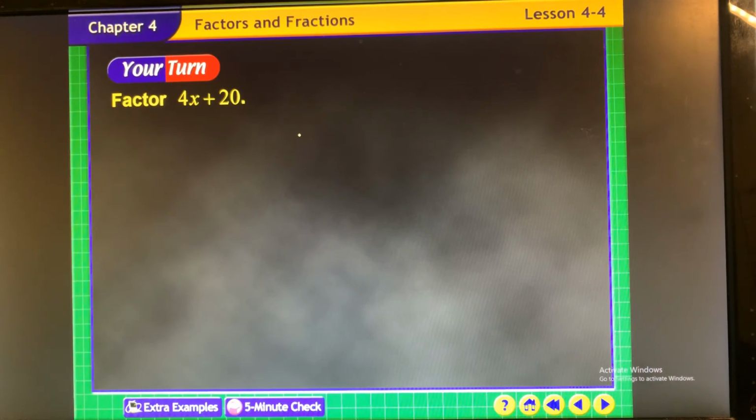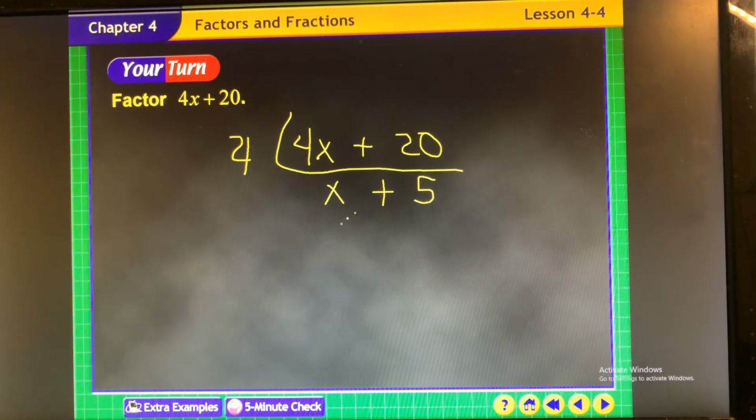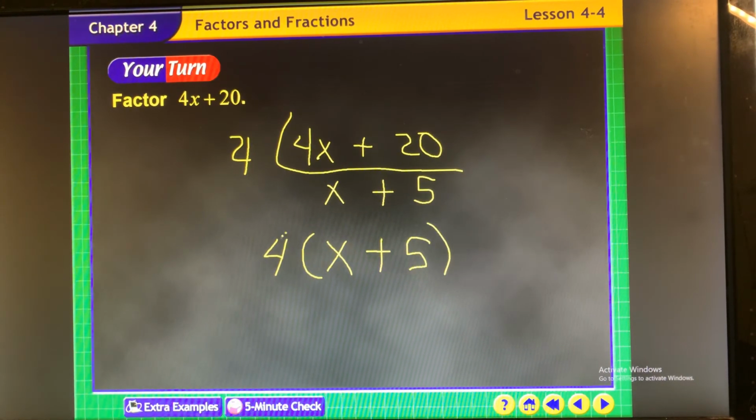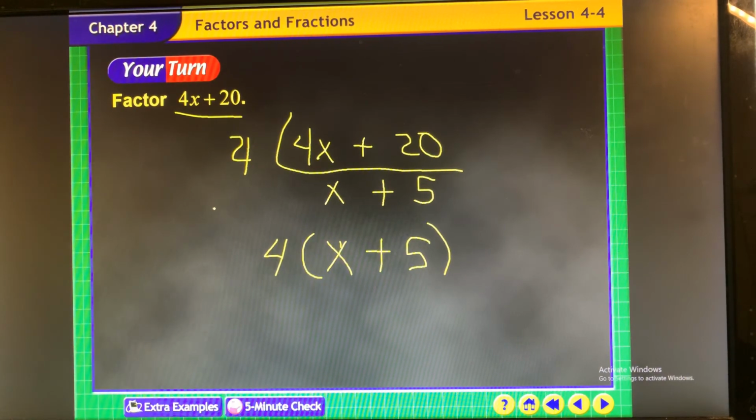So again, I have 4x plus 20. 2 goes into it. Do you think we should go higher than 2? Should we choose 4? We're left with x plus 5. There you go. 4 times the quantity of x plus 5. If I distribute it, I get 4x plus 20. That's what I started with there.